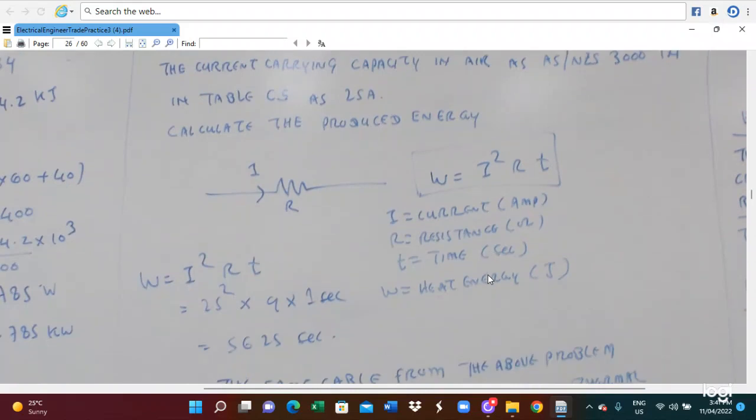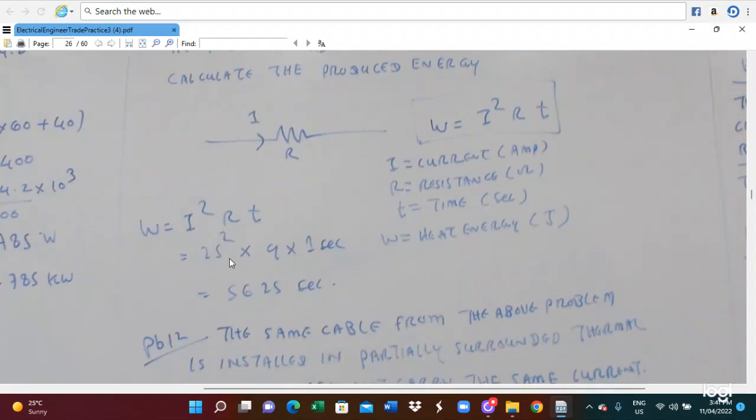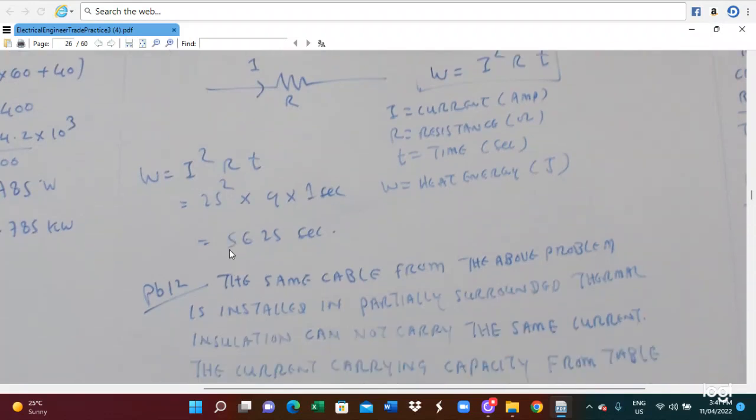In this case, W is equal to I squared RT, where I is current, R is resistance, and T is time. So the current is 25, resistance is 9, and the time is 1 second. You get 5625, so we calculate that. This is the one we calculate.